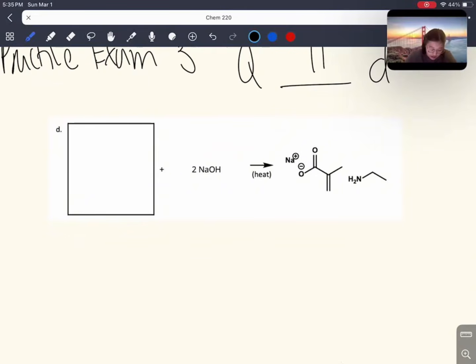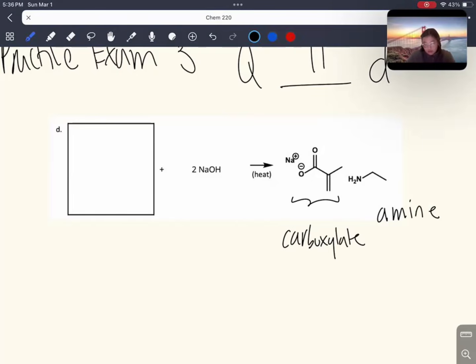Or not an alkoxide, sorry. Okay, sorry, yes, I was right. So we get a carboxylate ion. And a carboxylate is just the name of this molecule over here. Like if you have a carboxylic acid and just have an O minus group instead of an OH. And then you also have an amine.